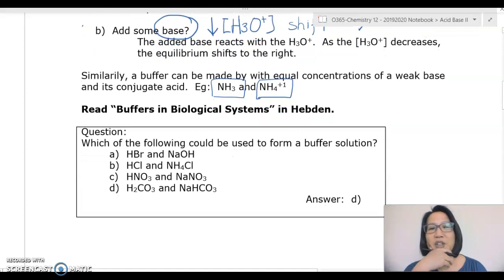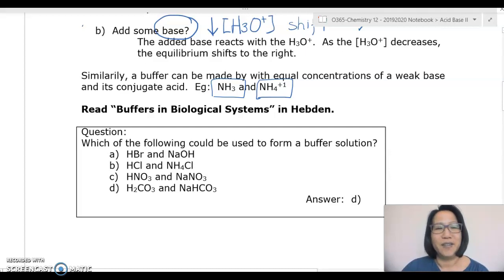Here's a good question. Which of the following could be used to form a buffer solution? Oh man, I already put the answer up. Okay, let's take a look at why the answer is D, and not A, not B, not C.